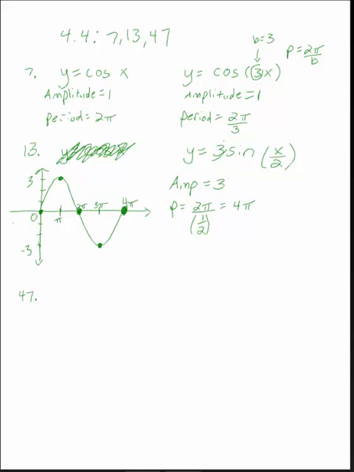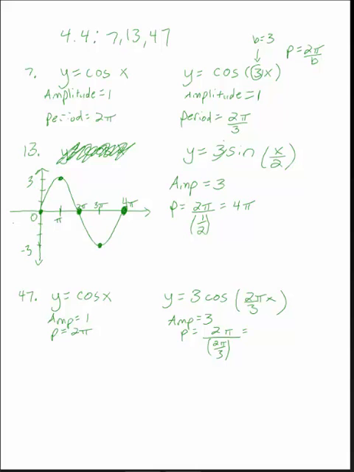Let's see what 47 is asking us for. 47, describe the transformations required to obtain the graph of the given function from a basic trig function. So kind of like number 7. Our basic trig function is going to be, again, cosine of x. And the new trig function they're giving us is 3 cosine 2 pi over 3x. Okay, so I know the basic properties of cosine. The amplitude is 1, and the period is 2 pi. Well, here, for my new function, my amplitude is 3, and the period is going to be 2 pi over 2 pi over 3.